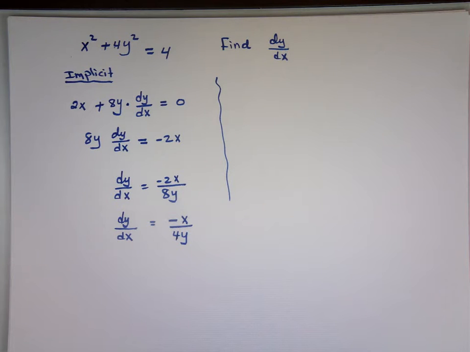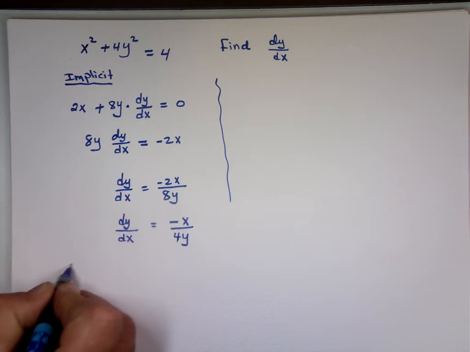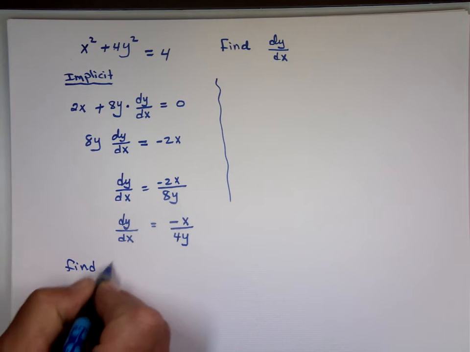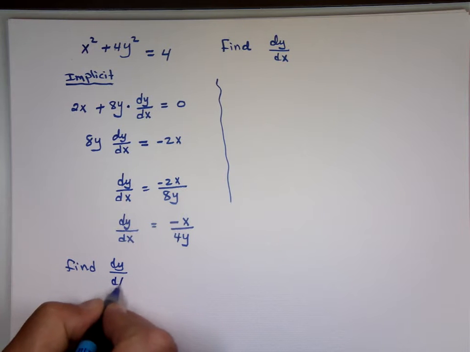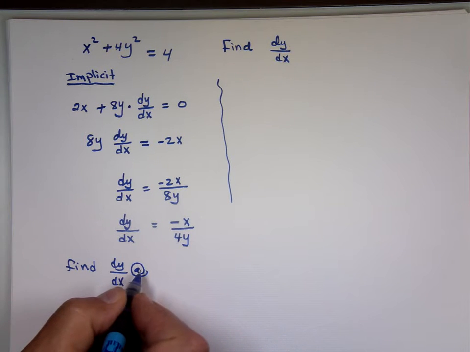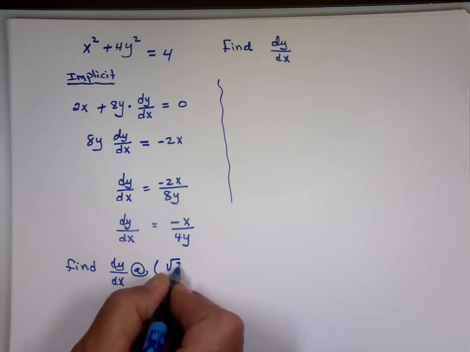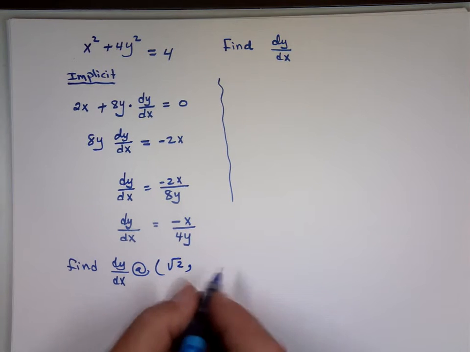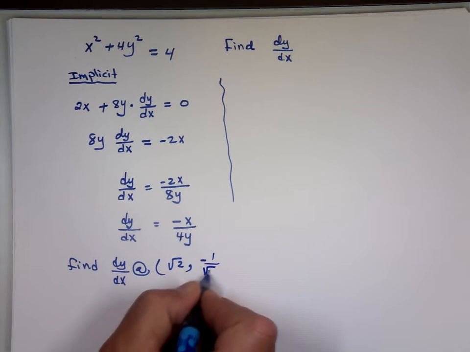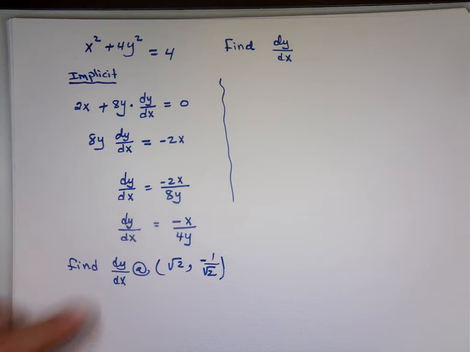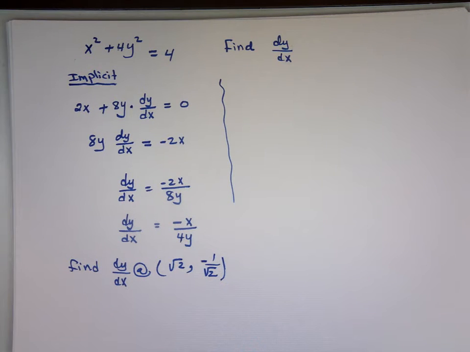We might ask you to find the derivative at, for example, for this one, I might say, can you give me the derivative at a point? What is dy dx at the square root of 2, comma, negative 1 over the square root of 2? Can you tell me what the slope of the tangent line is at that point? Plug them in. This is your x value. That's your y value.